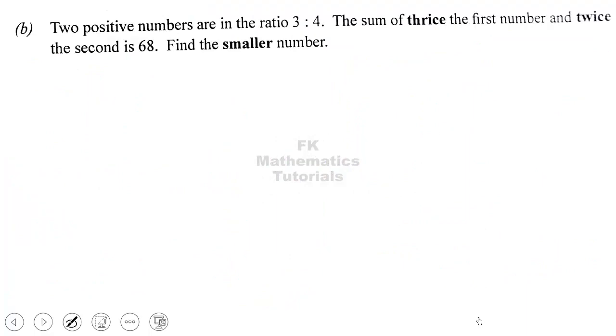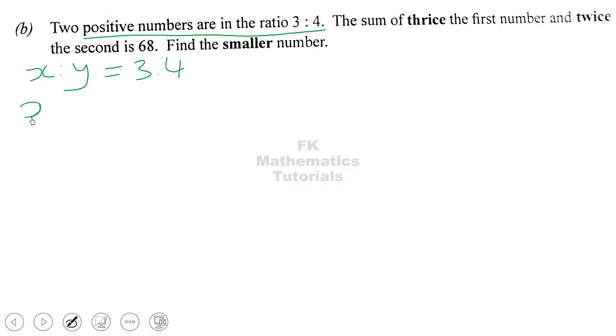Two positive numbers are in the ratio 3:4. The sum of thrice the first number and twice the second is 68. Find the smaller number. So we're given that two positive numbers are in the ratio 3 and 4. So let the numbers be x and y. So they'll be in the ratio 3:4 when we simplify it.